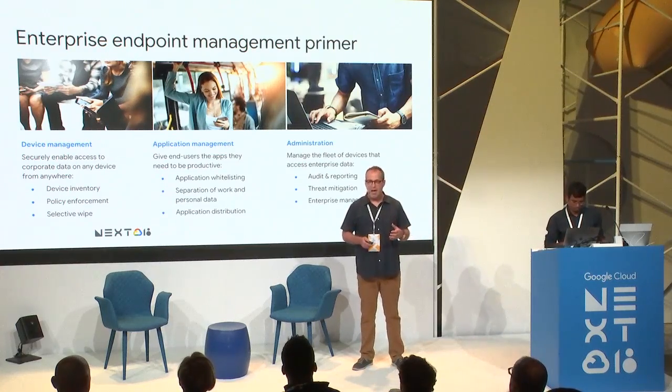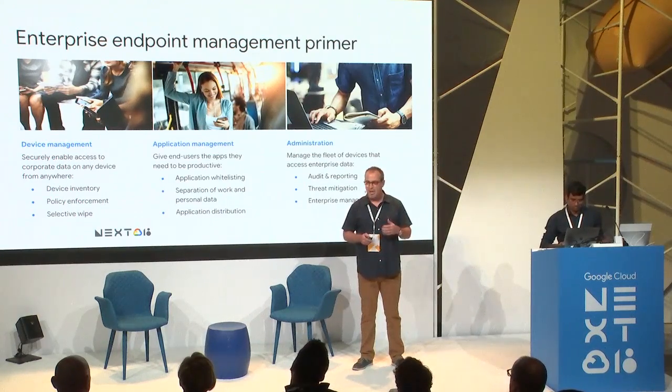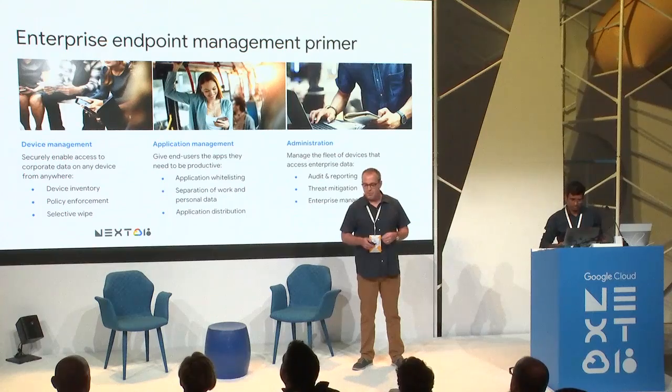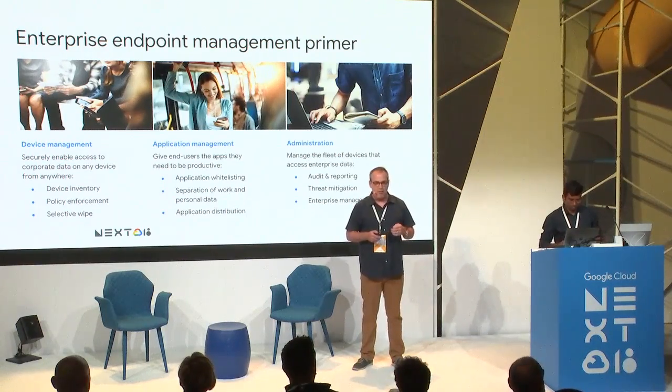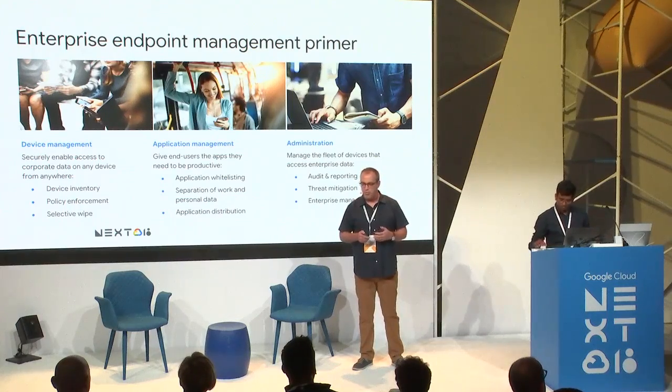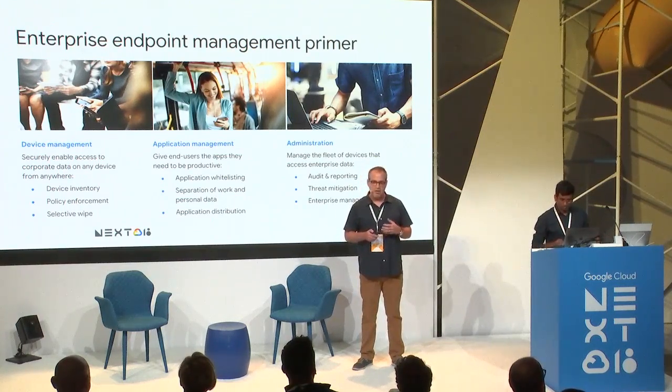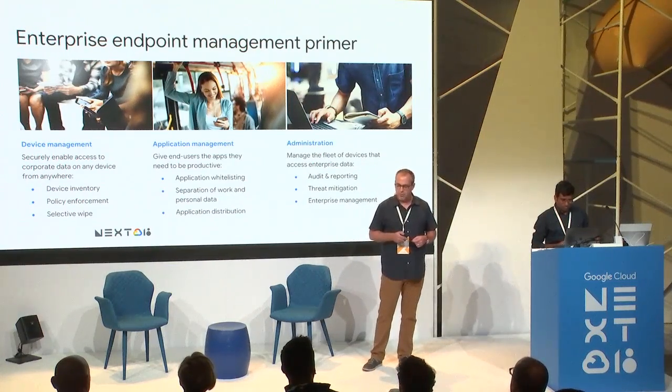Second pillar is around application management. Application management is making sure that your end users have access to the applications that they need to do their jobs. So we're talking about application whitelisting, pushing those applications out. And for folks who are looking at both personal and corporate data on phones, making sure that we maintain a separation between those two so you don't have any kind of data exfiltration between the two environments.